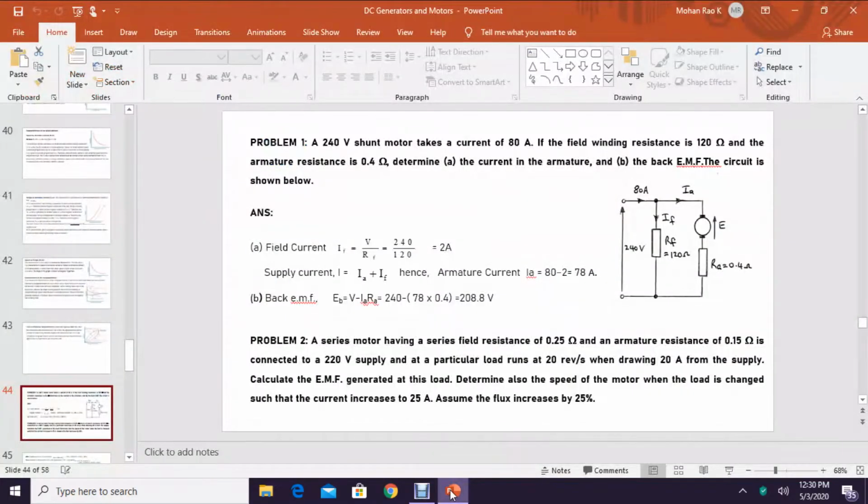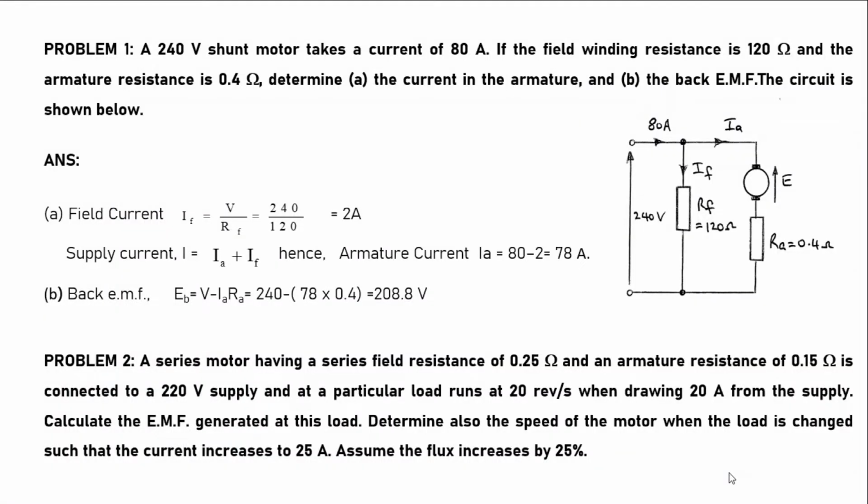We'll see the problems on motors. A 240 volt shunt motor takes a current of 80 amps. If the field winding resistance is 120 ohm and armature resistance is 0.4 ohm, determine the current in the armature and the back EMF. The circuit is as shown below. We need to find out the current in the armature, that is IA, and the back EMF, EB.